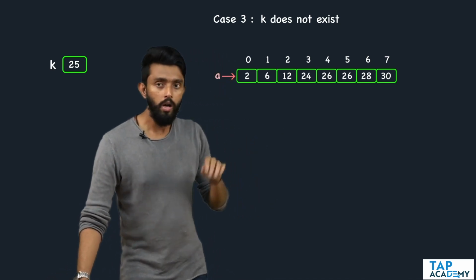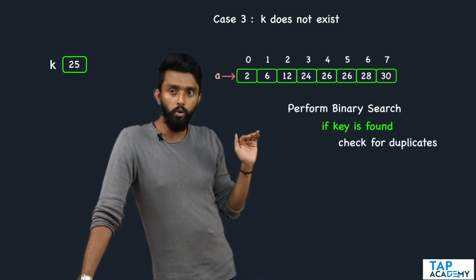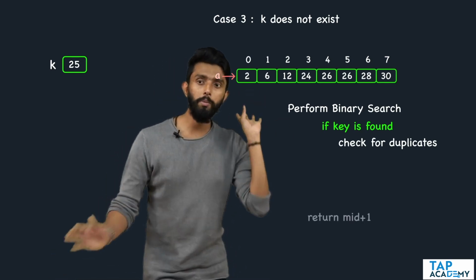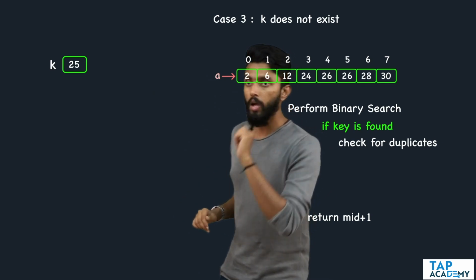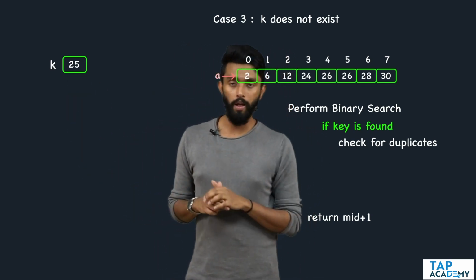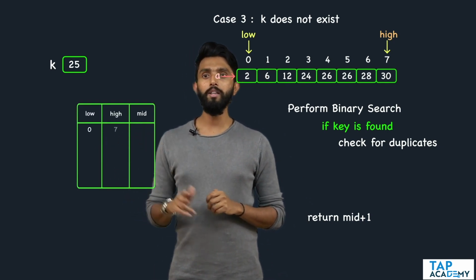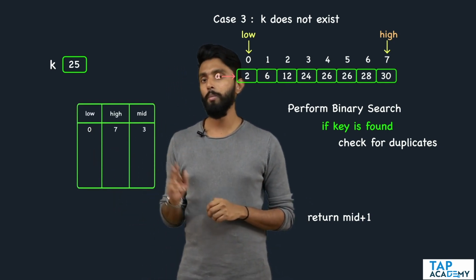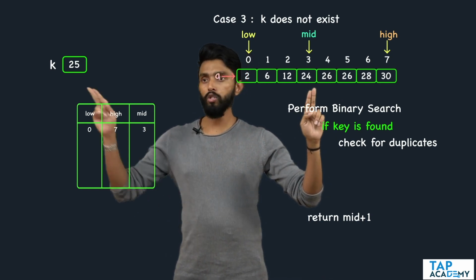So as of now, what was our logic? Perform binary search. If key is found, check for duplicates, and then come outside and return mid plus 1. This was our logic. Now see here. 25. Let's start applying binary search. Low, high. So low is 0, high is 7. 0 plus 7, mid is 3. Third element is 24 here. So 24 is not equal to key.